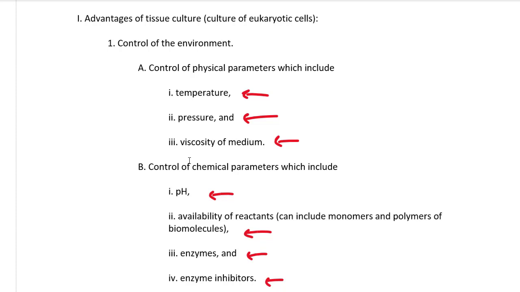So these are all chemical parameters, because pH is a chemical parameter, you're controlling for the concentration of H+. Availability of reactants, well, with or without the reactants, the reaction cannot happen. Enzymes, well, if the enzyme is not there, even if you have the reactants, the reaction cannot happen. And inhibitors, if you inhibit the enzyme, then the reaction the enzyme is controlling will not happen. So these would be all under chemical parameters. Of course, there's more to these physical and chemical parameters. I'm just listing a few examples.